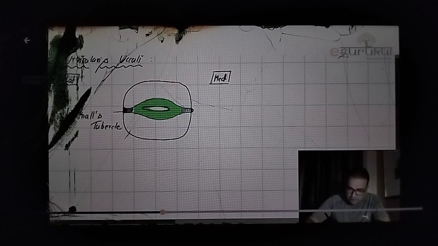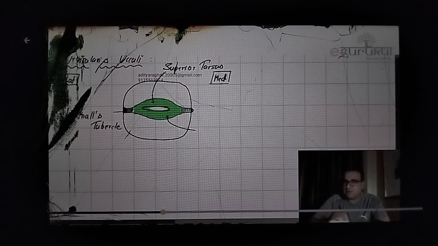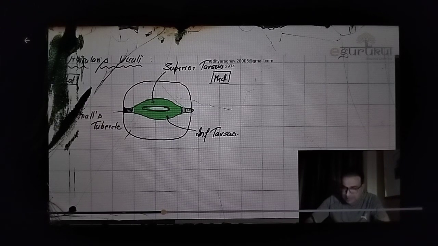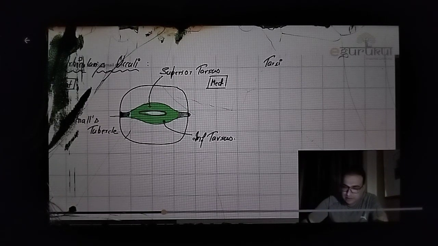So this plate here is called the superior tarsus. It's important to understand this before we talk about the muscle, because the origin and insertion have this terminology in them. That is superior tarsus. This is inferior tarsus. I told you what is tarsus, but a tarsus or tarsi. The plural is tarsi.